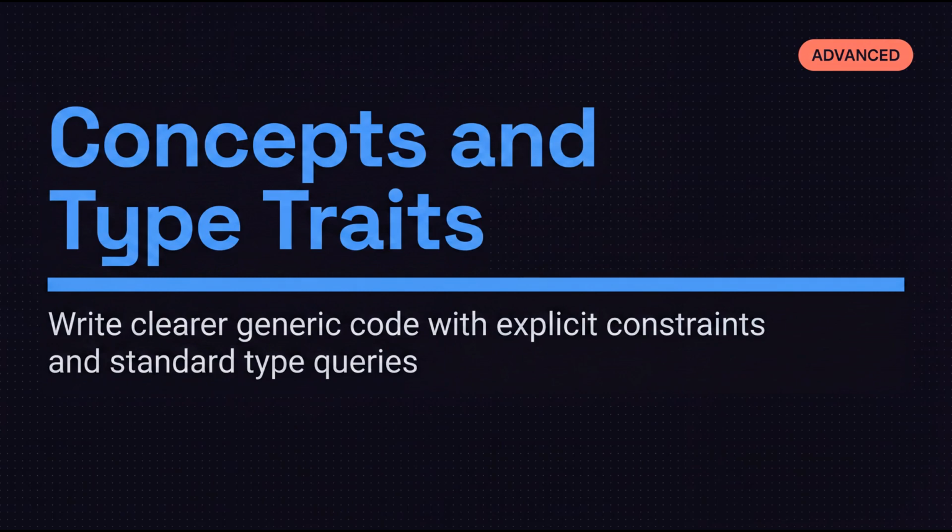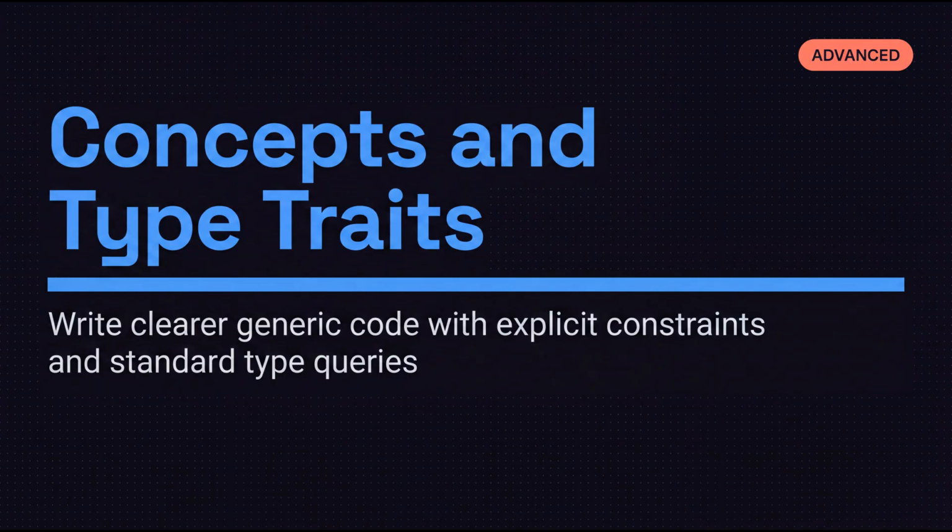Welcome. This is the stuff that separates developers who write C++ from developers who understand C++. A concept is a contract. Before the compiler even looks at your template implementation, it checks, does this type satisfy the deal we agreed on? Type traits are compile-time queries. They tell you what properties a type has. Together, concepts and traits let you write generic code that's clearer, safer, and produces better error messages.